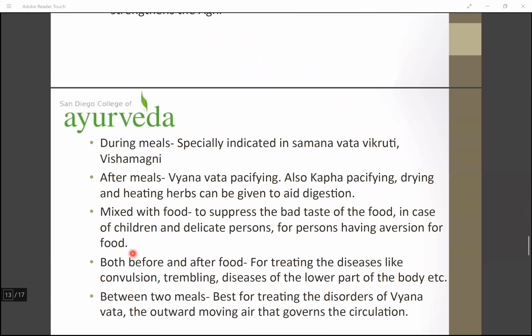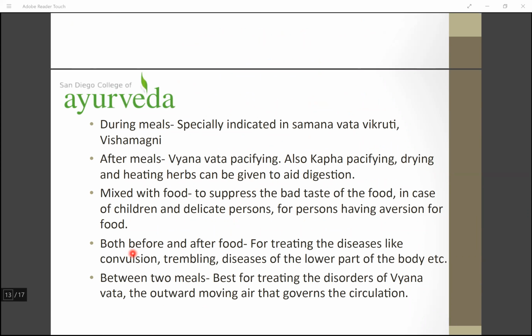During the meal, when there's a Samana Vata Vikruti, when there's Vishama Agni, then you administer the medicine during the meal. This medicine called Ashtachurnam, the most effective way of administering it is with the first bolus of your rice. You mix it with food, and you have that first, and then you continue having your food. So that's how that medicine works the best.